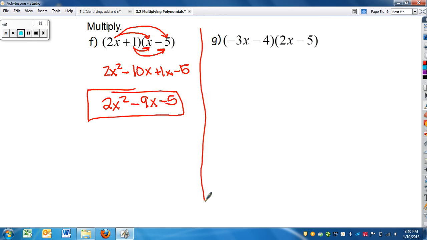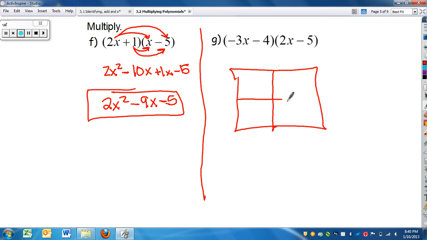So in G, instead of using distributive property, I'm going to show you the box. So my box, there's two terms here and two terms here. So I'm going to go a 2 by 2. So I have negative 3x and negative 4. That minus sign travels with it. Then I have 2x and negative 5.